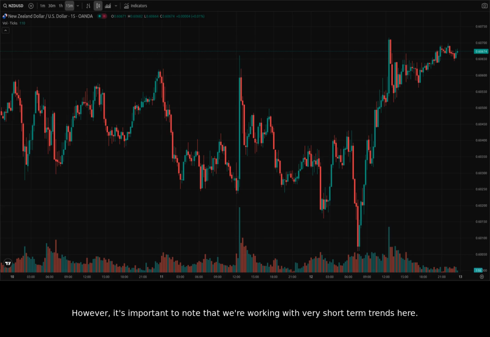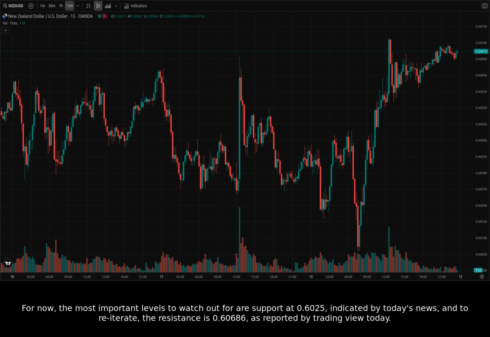However, it's important to note that we're working with very short-term trends here. For longer-term analysis, we should look at our daily charts to decide our approach. For now, the most important levels to watch out for are support at 0.6025, indicated by today's news, and to reiterate, the resistance is 0.60686, as reported by TradingView today.